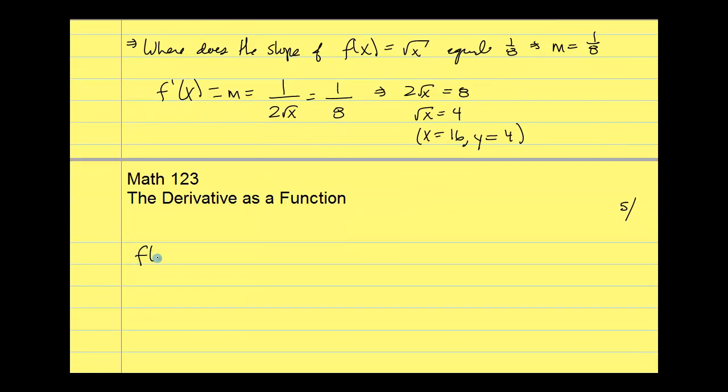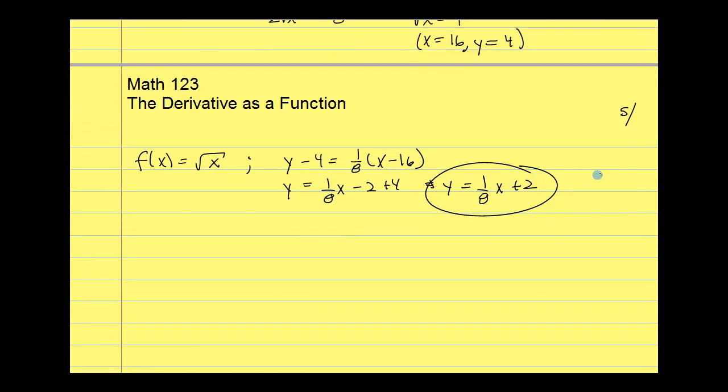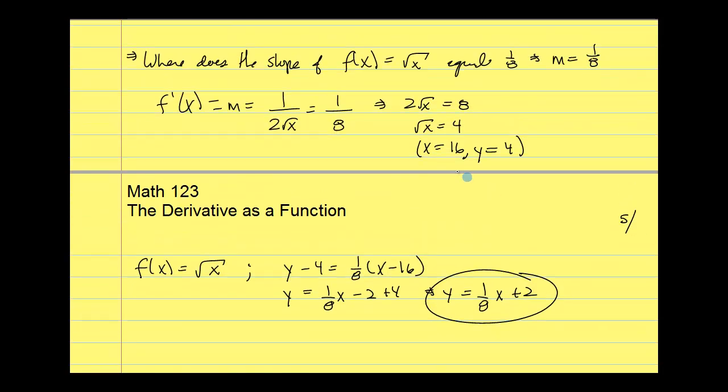So the function is f of x equals square root of x. And now we also have a point and a slope. So we have y minus 4 is equal to 1/8 times x minus 16. Distribute the 1/8 to the negative 16, and I'll have a negative 2. Add the 4 across, and I have y equal 1/8 x plus 2. So this is the equation of the tangent line at (16, 4). It does have a slope of 1/8.